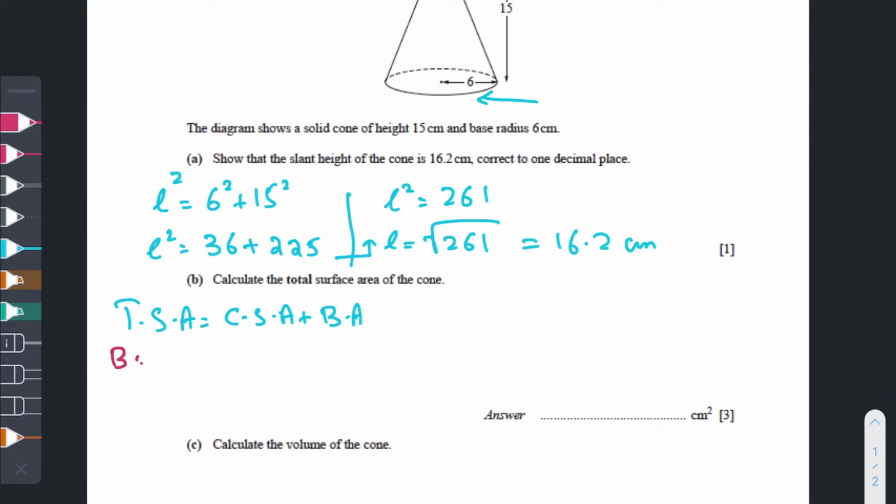So base area is equal to pi r squared. Pi is 3.142 and r is 6. So you square this, find the base area, and that comes out to be 113.112 centimeters squared. I'm using the full value right now.